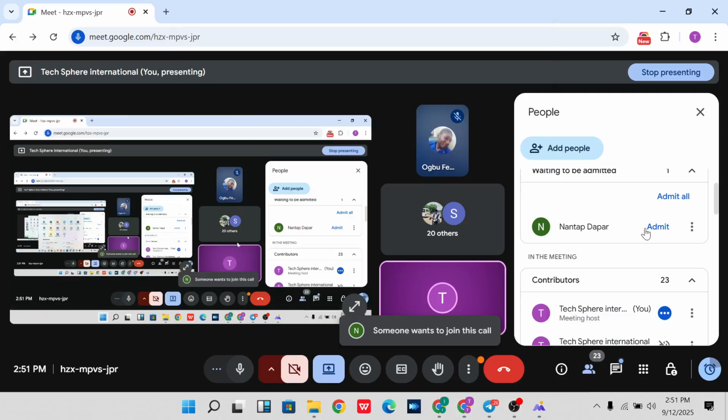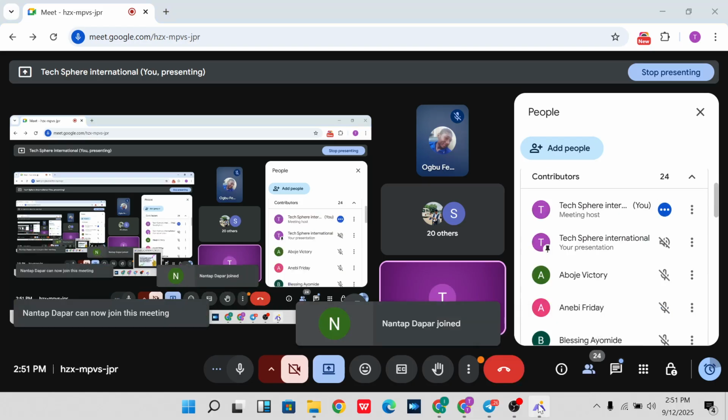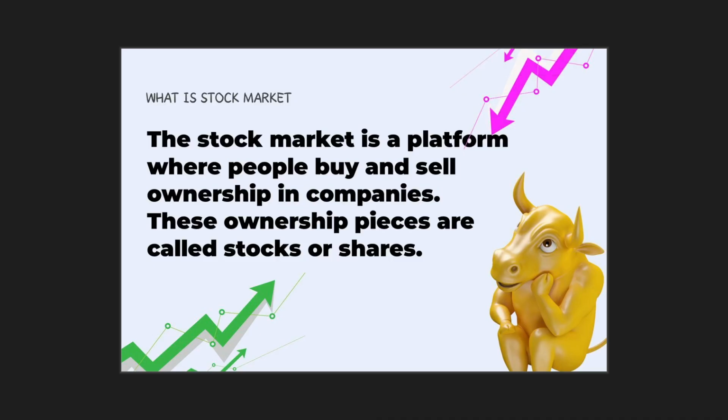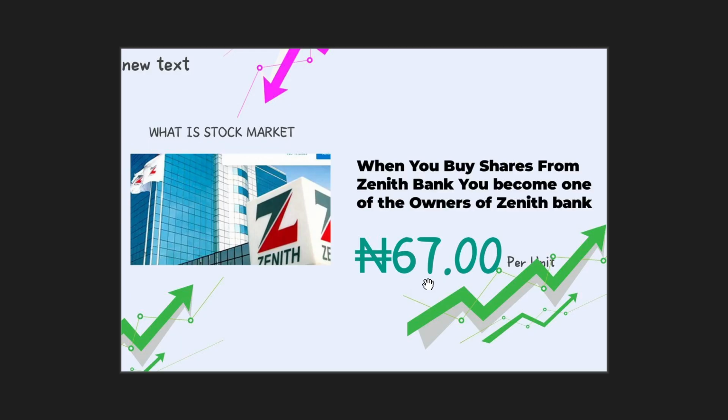All right, I guess there should be a way I'm sharing just my gallery platform. I did not prepare the slide. I told you guys this is a flyer. Okay, hope you guys are understanding. So it's just a platform where you buy and sell. You can buy and also you can sell. We're going to get to that. So those ownership pieces are called stocks or shares.